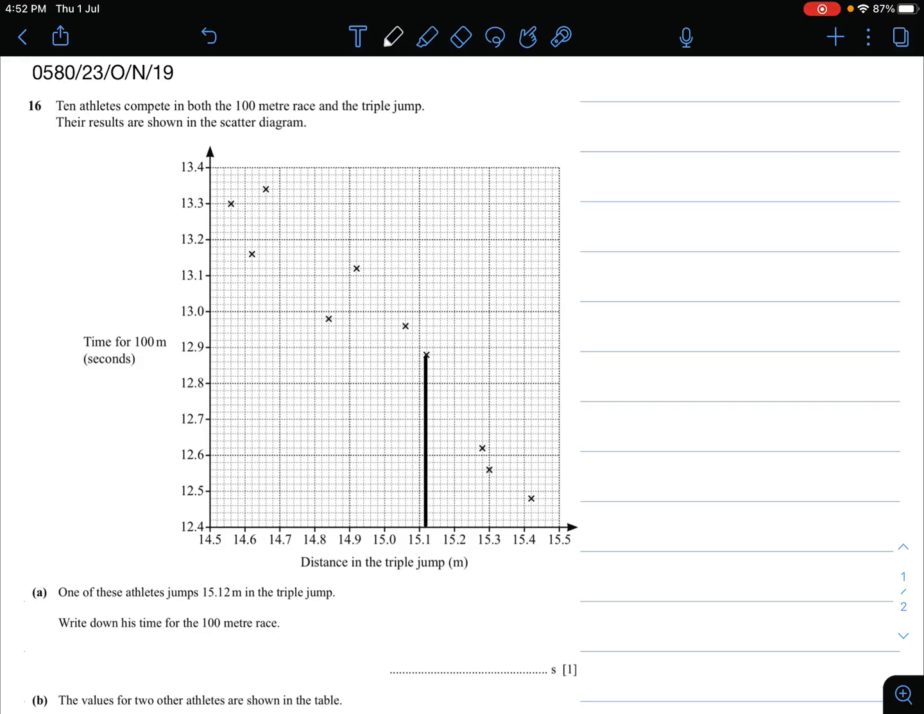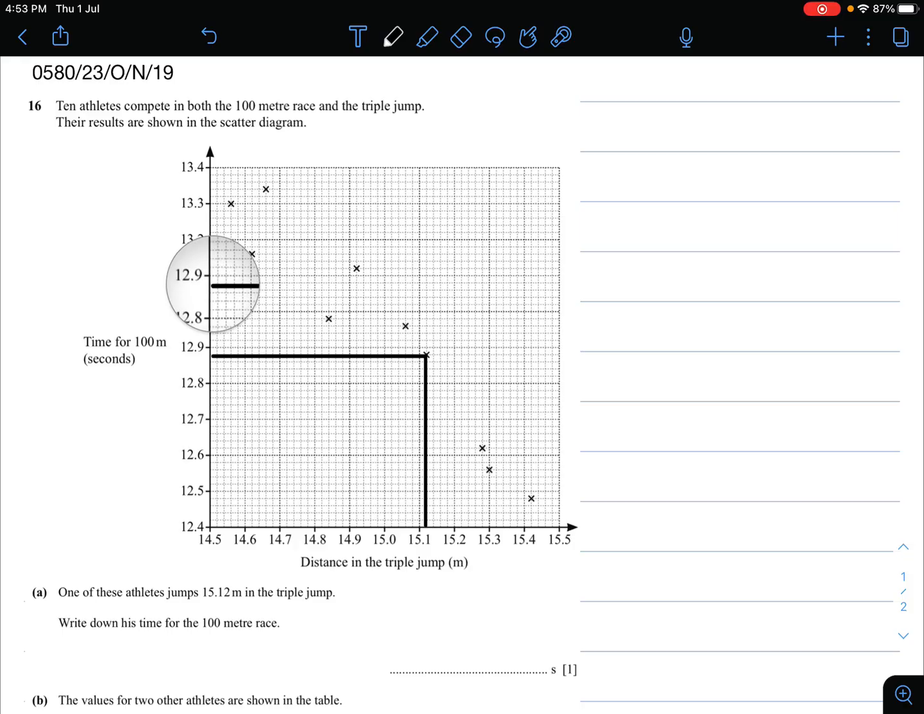Because the scale of this graph is one small box, that is this, is 0.02 meters, my bad. So yeah, this is 15.12 where I've drawn the line connecting to the X mark, and they are asking us to write down the time for the 100-meter race, that is on the Y axis. So let's go ahead and connect this.